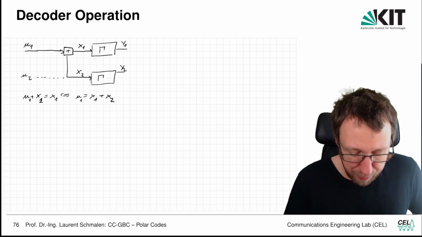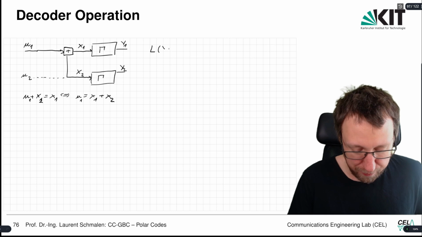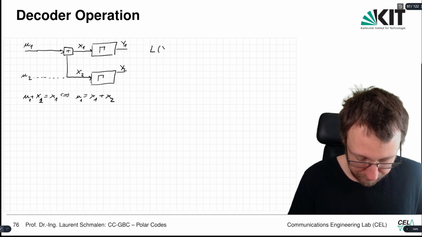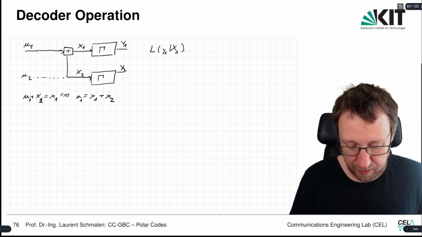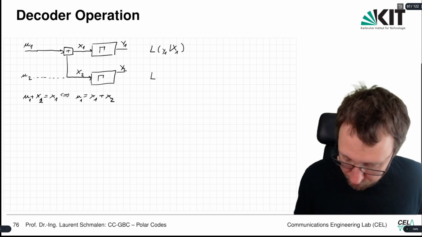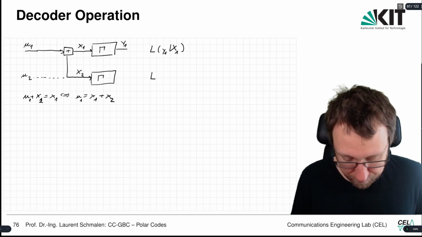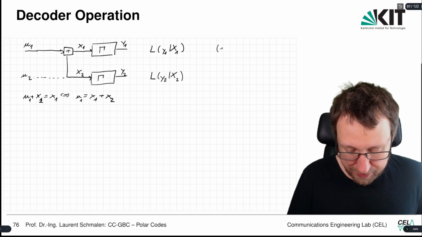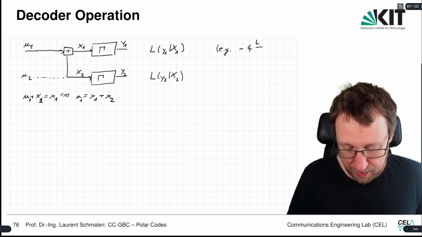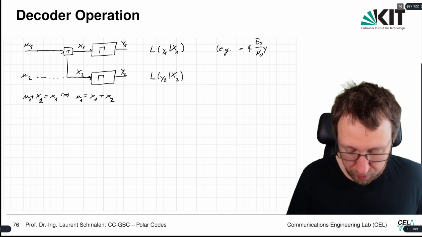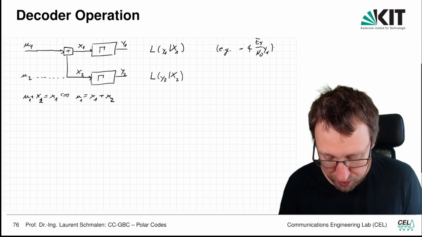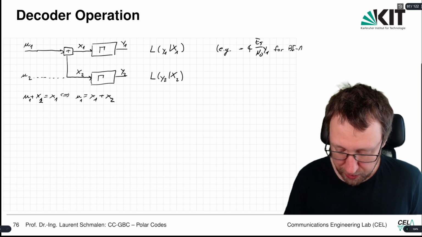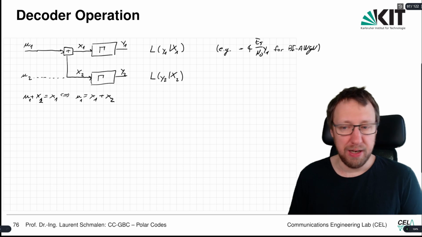So the first step now is we calculate log likelihood ratios, L of Y1 given X1. And we calculate L of Y2 given X2. So for instance, this is equal to 4 times Es over N0 times Y1 in case of a binary input AWGN channel, or you can use your favorite channel.